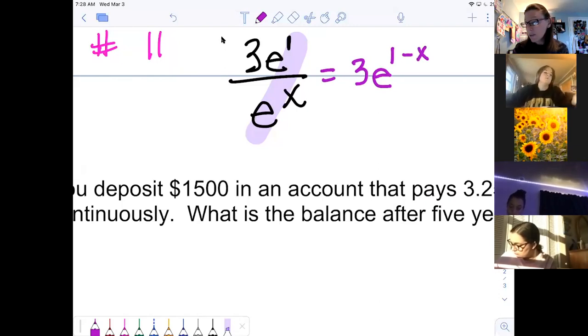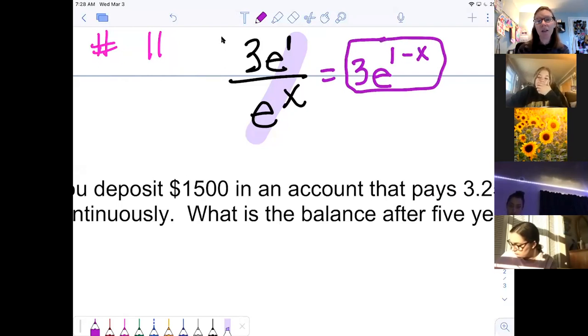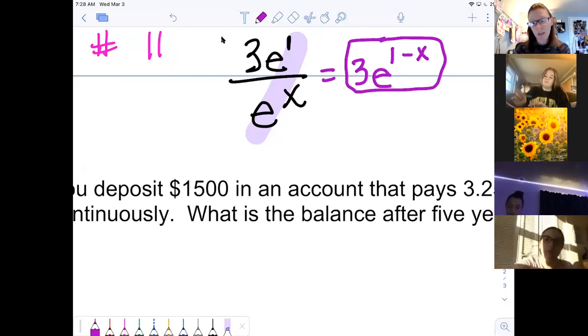And you cannot simplify that any further because you cannot combine the 1 and the x together. But you are subtracting the exponents, showing that those e's do combine and simplify. So 3 times e, and then the 1 minus x as the exponent. Any questions on that? Again, number 11 from the book.